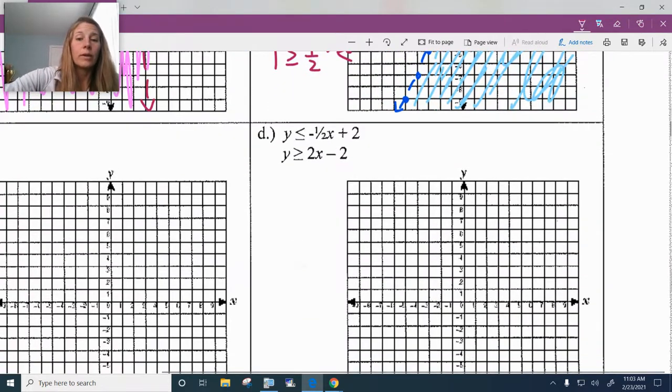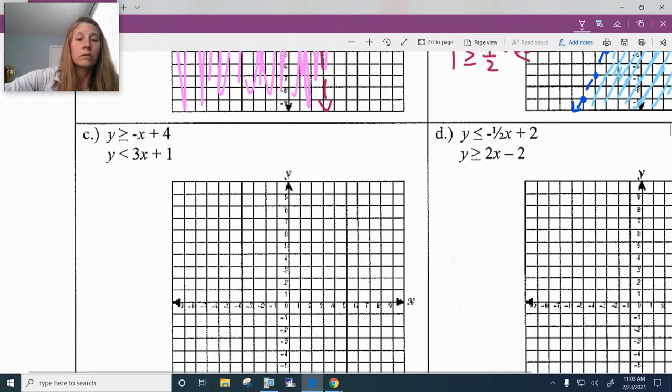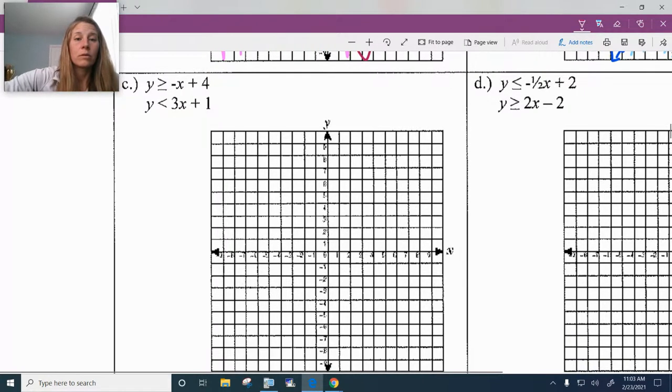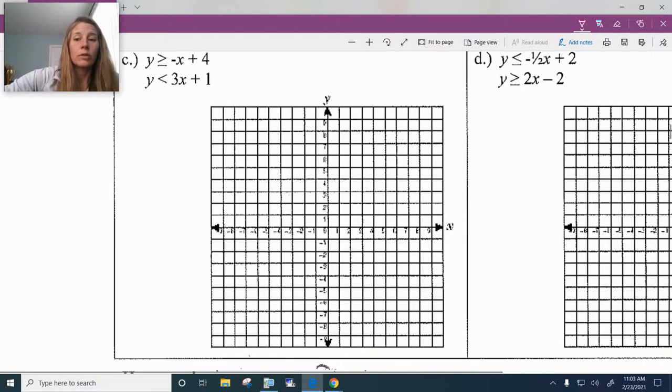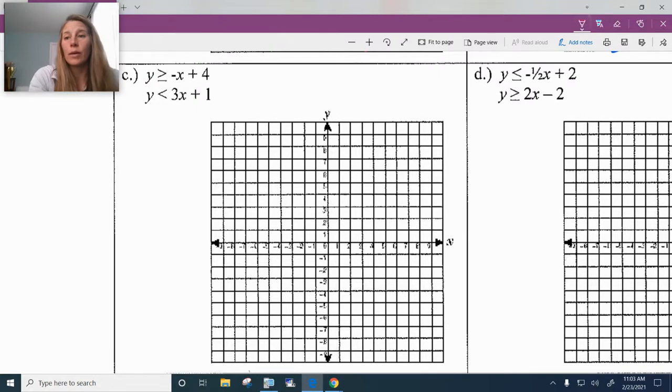All right, so moving on. Then when we go to graph the next two, same process here, right? Now these are all nicely set up for us in slope-intercept form, so we can really focus on the shading and the dotted line. We don't have to worry so much about getting the y by itself just yet.